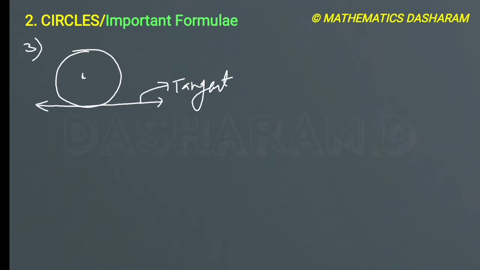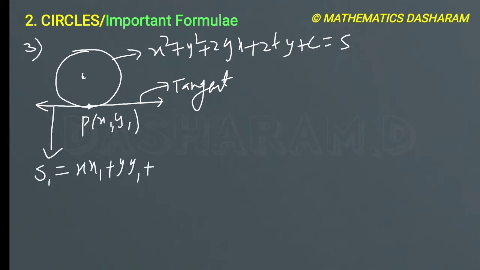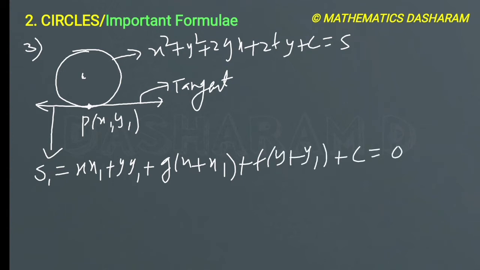Next, the third one. Let's take a circle and here is a tangent. We know very well the equation of a circle is x square plus y square plus 2gx plus 2fy plus c equals S. Let's take a point on the circle, that is P(x1, y1). Then the equation of the tangent, denoted by S1, is x into x1 plus y into y1 plus g of (x plus x1) plus f of (y plus y1) plus c equals 0.